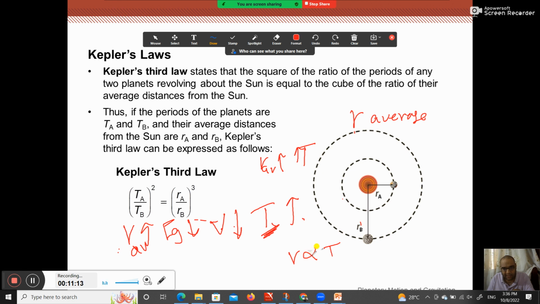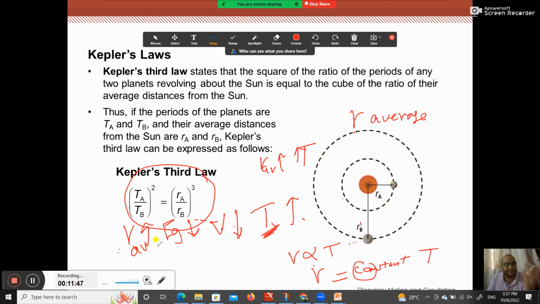To remove the relation sign, we have to put equal, and this equal must have a constant here. يبقى r equal constant multiplied by t. To find the constant value, we have to find the ratio between two planets. يبقى by finding the ratio of two planets, we're going to find the final law of Kepler: TA over TB squared equals RA over RB cubed.